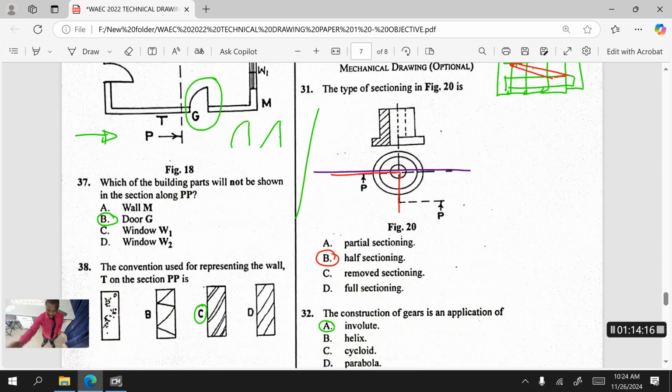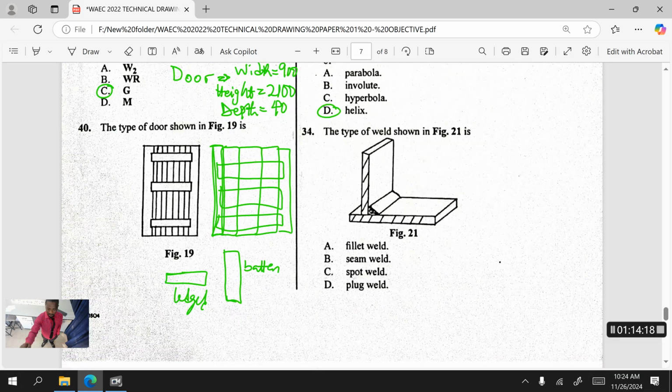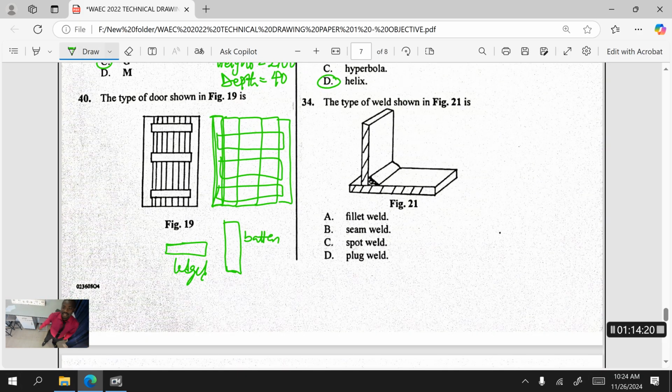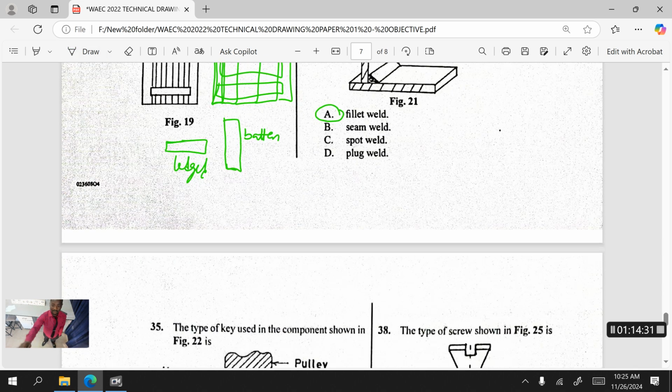So we'll go to number 34. The type of weld shown in figure 21 is what? This is fillet weld. Please, mechanical students, go and revise your mechanical drawing on welding.